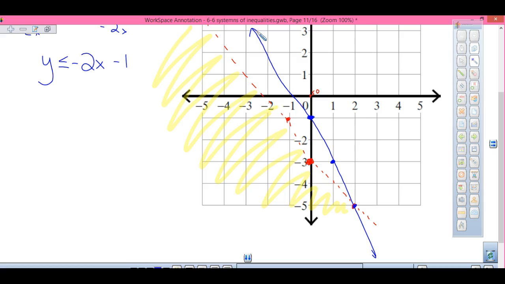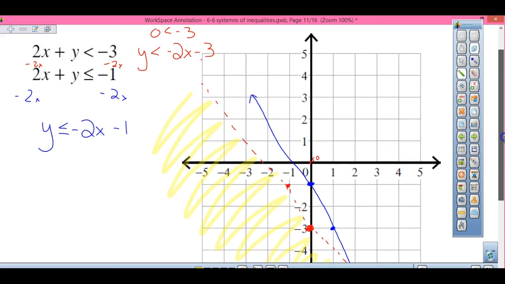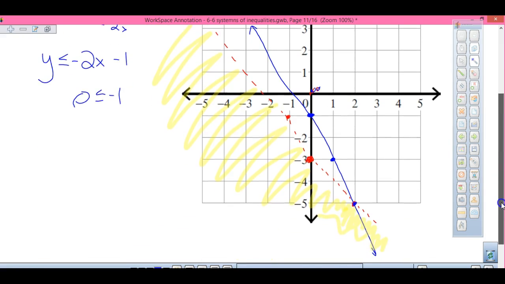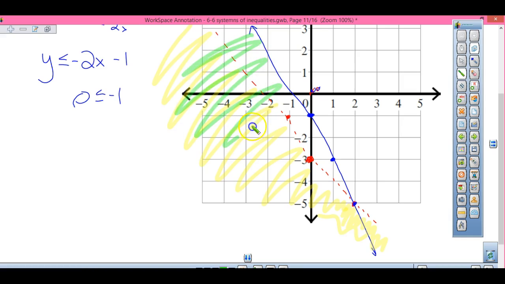Did you guys get this? Okay, so remember on this red line, everything on this red line is right there, right? Blue line: is 0 less than or equal to negative 1? Yes or no? No, so which way are we shading there? Down from that blue line, right? So that's from the blue line down here.